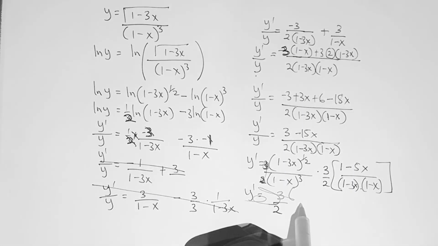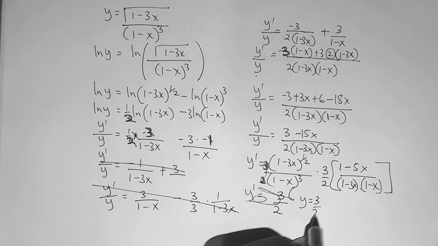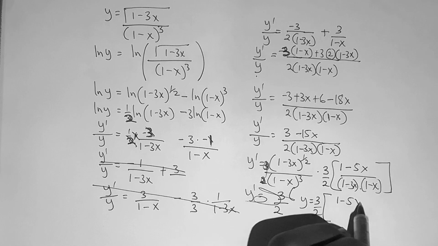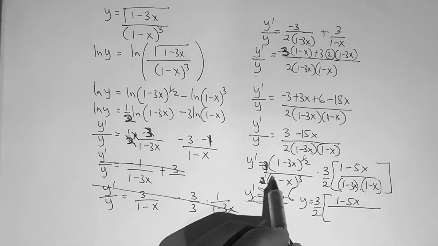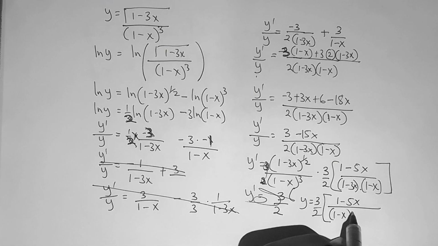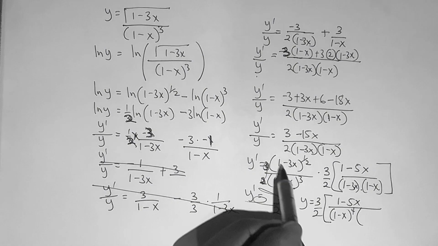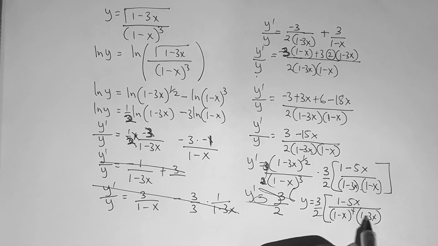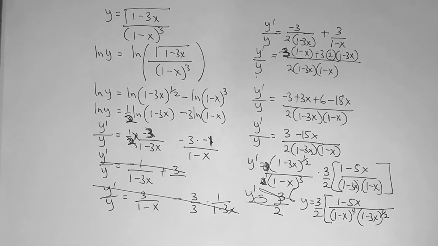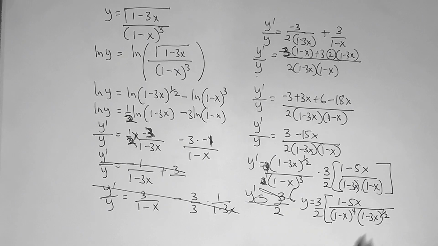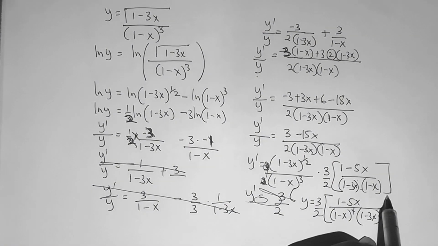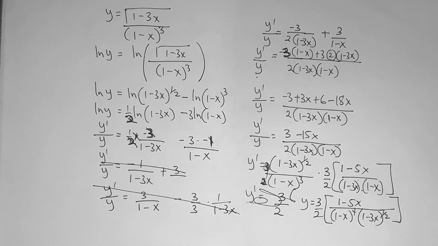So at the end of the day, the final answer y is equal to 3 over 2, this constant, times (1 minus 5x) divided by, now this one is exponent 3 times 1 will make it exponent 4, so that will be (1 minus x) exponent 4. Then times (1 minus 3x) exponent 1 over 2. Remember that 1 over 2 minus 1 is minus 1 over 2, which becomes 1 divided by (1 minus 3x) over 1 over 2. So bracket close. So this is the final answer.